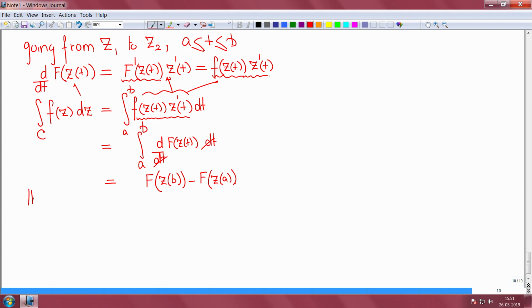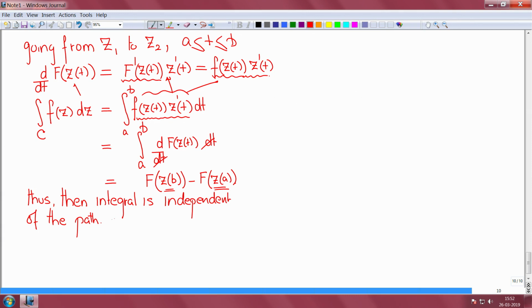Thus the integral is independent of the path. The path does not come into the picture, it is just a function difference of the endpoints. There is no path mentioned over here. Why? Because it has an antiderivative. So assuming the first statement is true, the second statement turned out to be true.